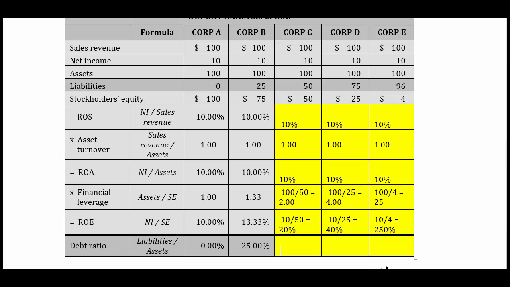Now, the debt ratio, just so you know, is liabilities divided by assets. So the debt ratio in the first example was 0, then 25%, 50% for Corporation C. For D, it's 75%, and for E, it's a precarious 96%.